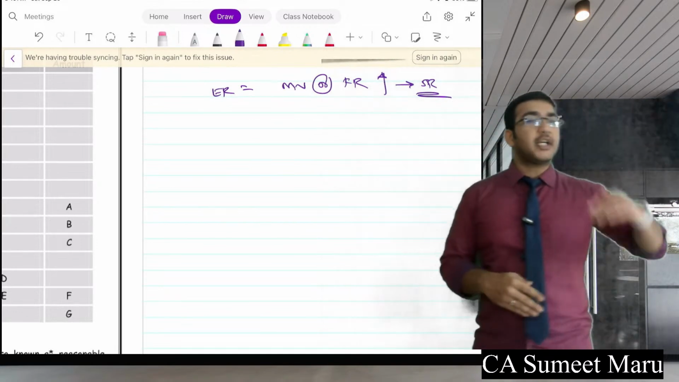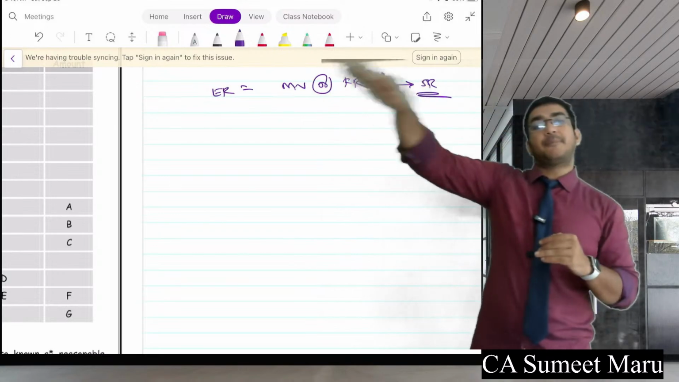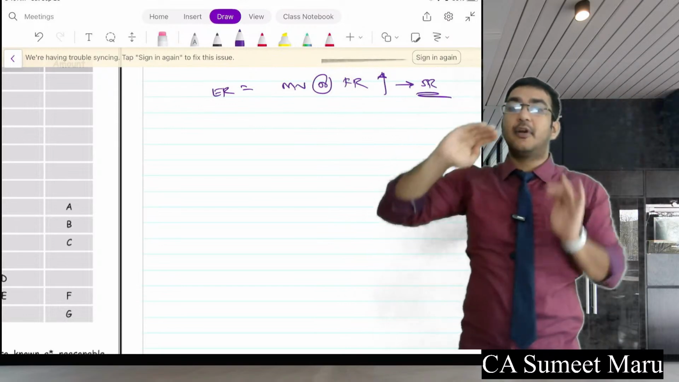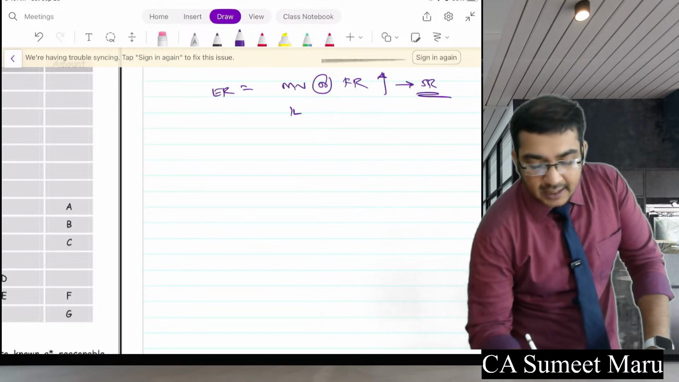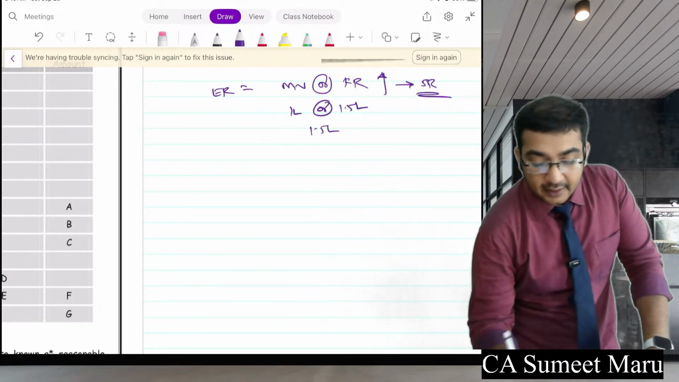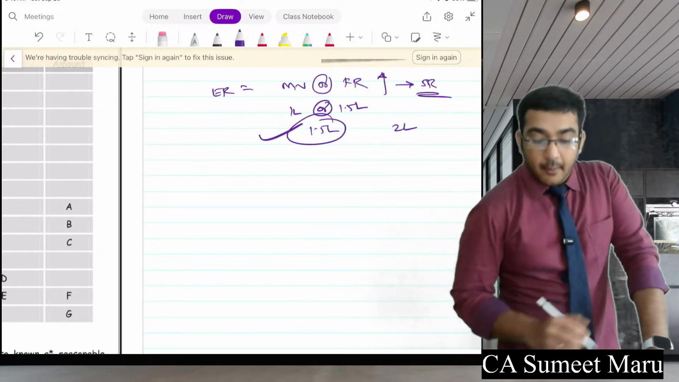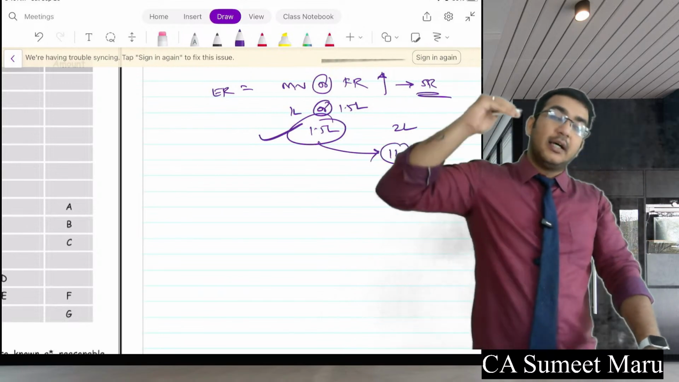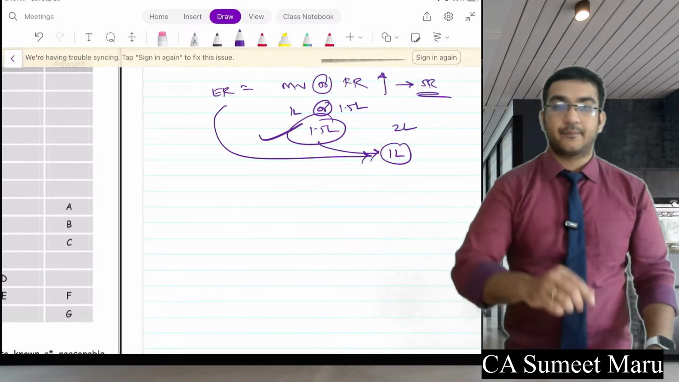So you'll always check municipal value or fair rent, whichever is higher, but subject to standard rent. So you can't go above the ceiling. For example, if municipal value is 1 lakh and fair rent is 1.5 lakh, which is higher, 1.5 lakh. If the standard rent is 2 lakh, no problem, this is your expected rent. But if the standard rent is 1 lakh only, you can't go above the ceiling. Your expected rent will become 1 lakh.